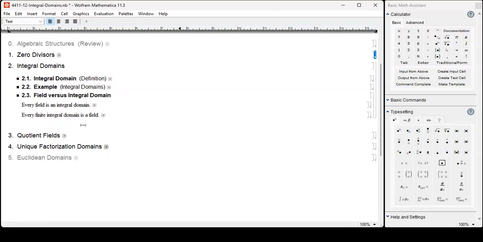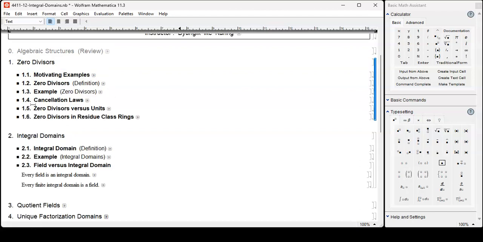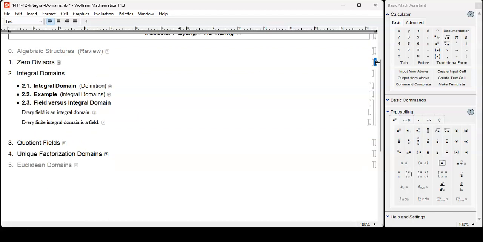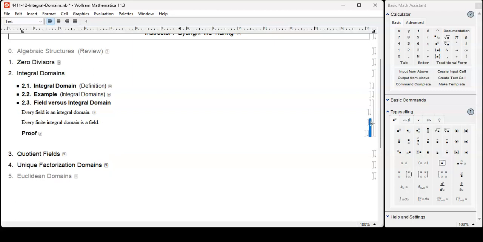Every finite integral domain is a field. Not just Zm, but every finite integral domain. So this is a lot stronger. Amazingly, this proof is going to be a lot easier than what we did in 1.5 and 1.6. 1.6, I mean. Let's try to prove it.